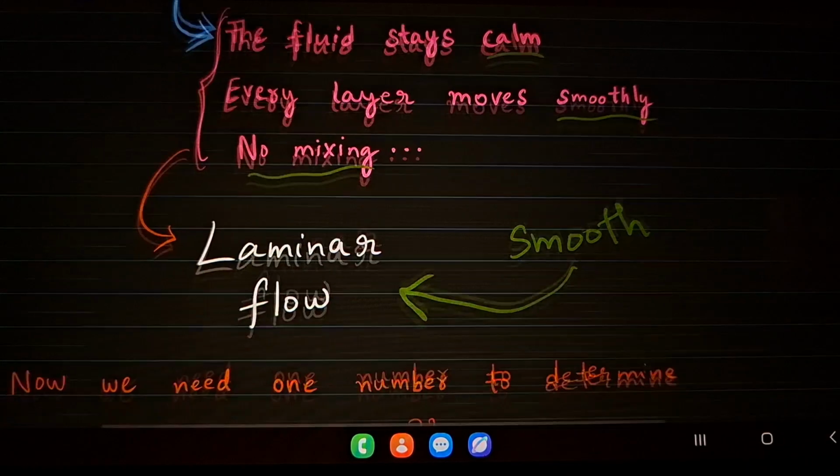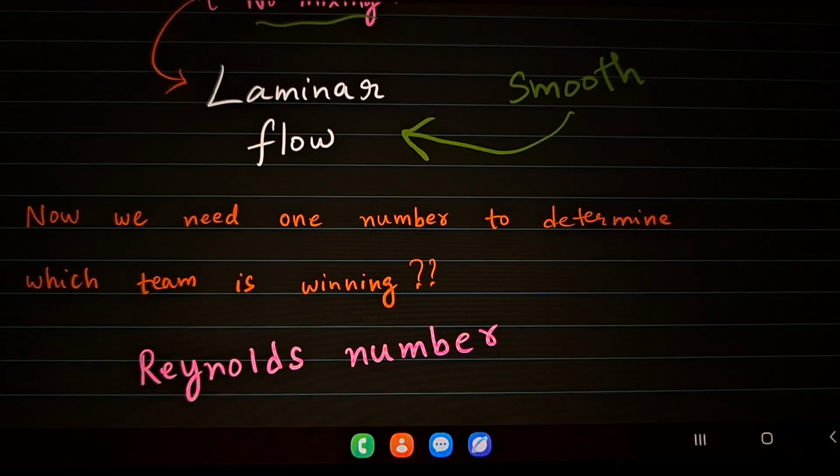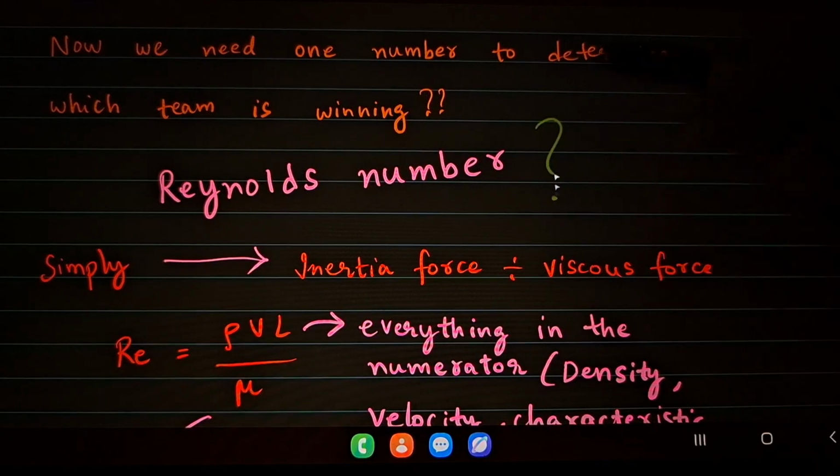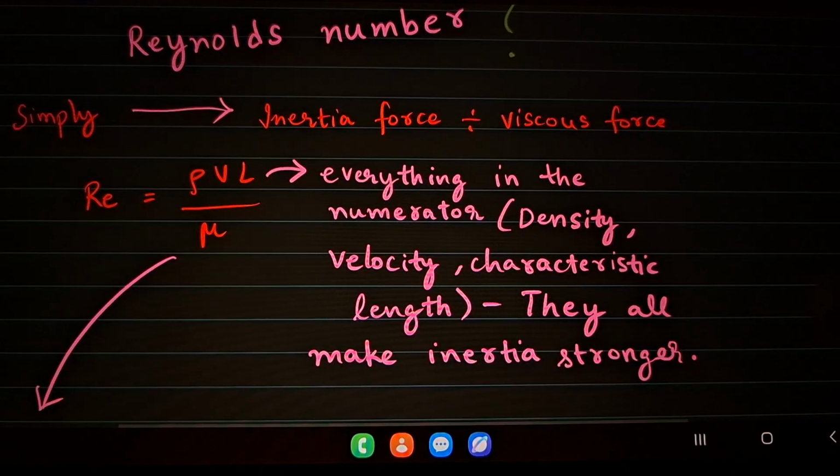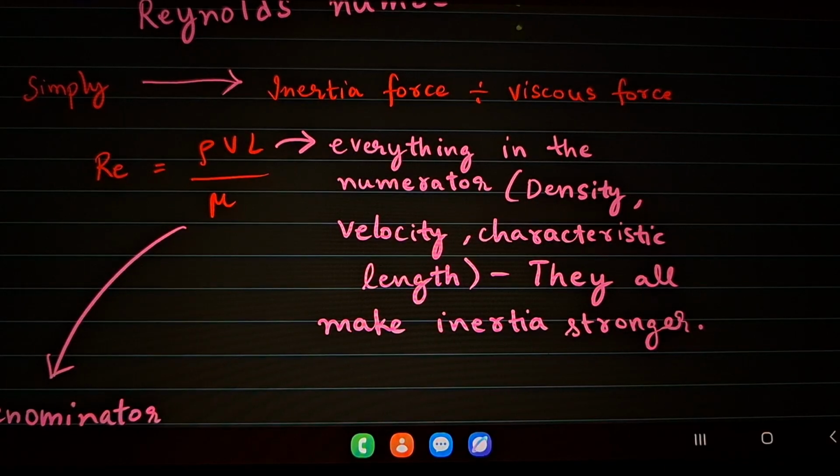Now, if we need to understand which team is winning, is it the inertia or the viscosity, we need to understand one simple number, which is Reynolds number. But what is Reynolds number? So it is the ratio of inertia forces and viscous forces. So Reynolds number has a formula rho VL by mu.